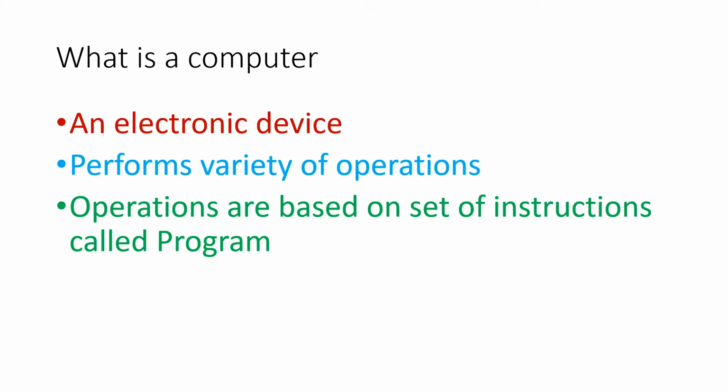So now let's go into the topic, and the question here is, what is a computer? We all know that, since it's very common these days, everyone uses a computer. So a computer is an electronic device. It performs a variety of operations, and the operations are based on a set of instructions called a program.